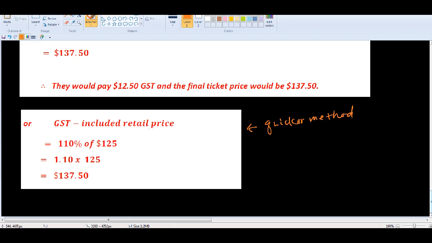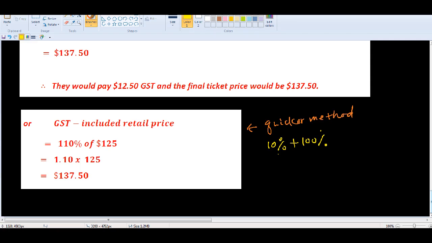Okay, let's consider that GST is 10%, right? So actually the price including GST will be 110% of the pre-GST price. Okay, so 10% plus 100%. So that would be the idea, right? That's the idea. That's 10% plus 100%.